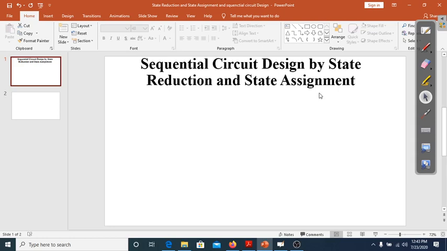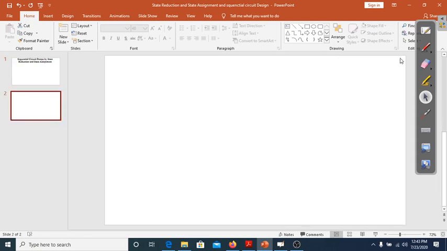Now in this lecture we will use that state table, and we will design the excitation table. From the excitation table, I will use RS flip-flops to design a sequential circuit. In the last lecture we have a state table which is as follows. We have given the present state, the input, and the next state.